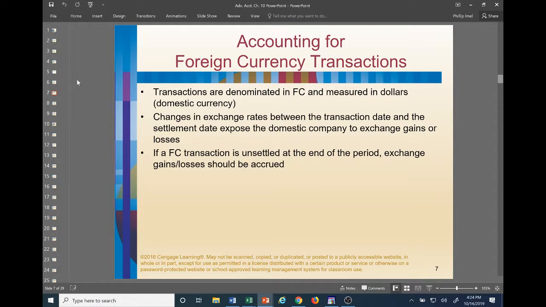So what about some effects of rate changes? If there are no exchange gains or losses, then transactions are denominated and measured in the reporting entity's currency. If there is an exchange gain or loss, then the transactions are denominated in the foreign currency and measured in the reporting entity's currency. The FASB adopted the two transactions method, which views the initial foreign currency transaction as one transaction. The effect of any subsequent changes in the exchange rates and the resulting exchange gain or loss are viewed as a second transaction.